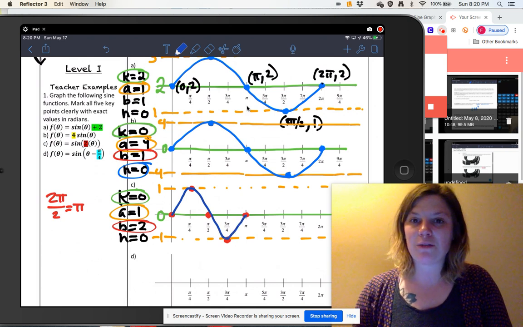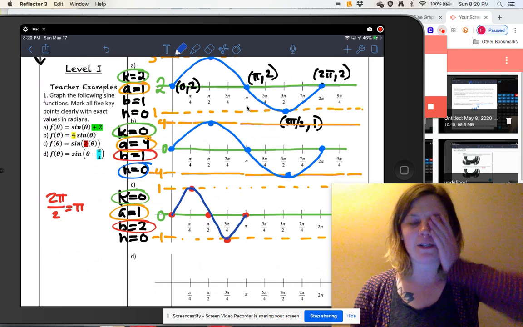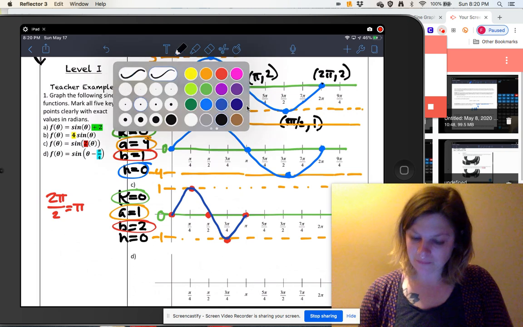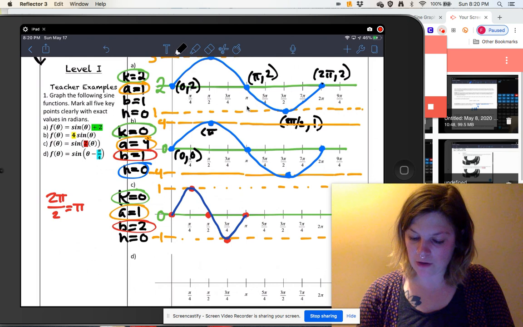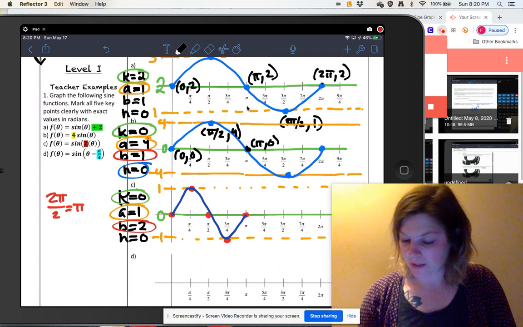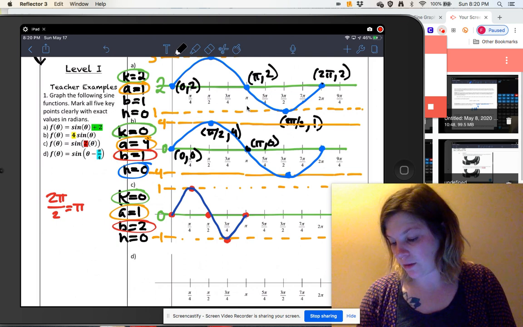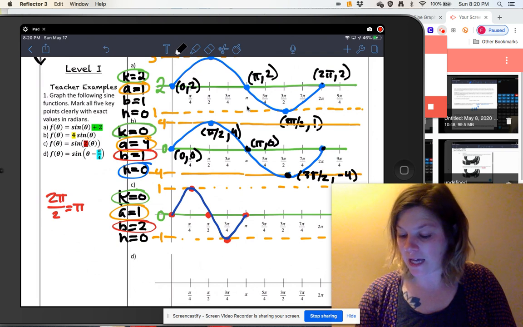Oh, I just realized I didn't write the 5 key points on the last one. Let's go back and do it. All right, so this would be at 0 radians, 0 height. This would be pi over 2, height of 4. Here we would be at pi, 0 height. Here we would be at 3 pi over 2, down at -4. And then again here we would be at 2 pi, and that would be at 0.